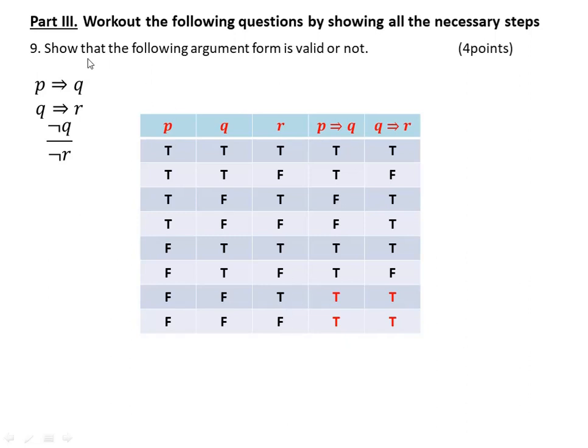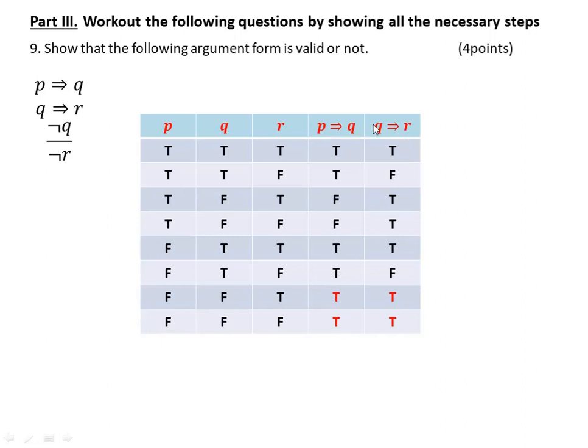Then next we can determine P implies Q. Now P implies Q is false only if P is true and Q is false. Therefore, P implies Q has truth values true, true, false, false, true, true, true, true. Because here true implies true is true, true implies true, true implies false is false, true implies false is false, false implies true, false implies true, false implies false, false implies false. All are true, true, true, true.